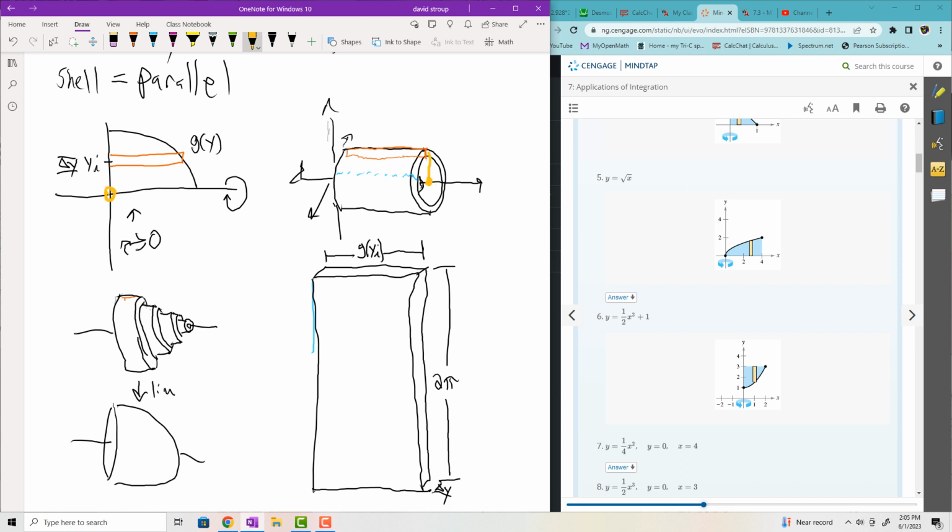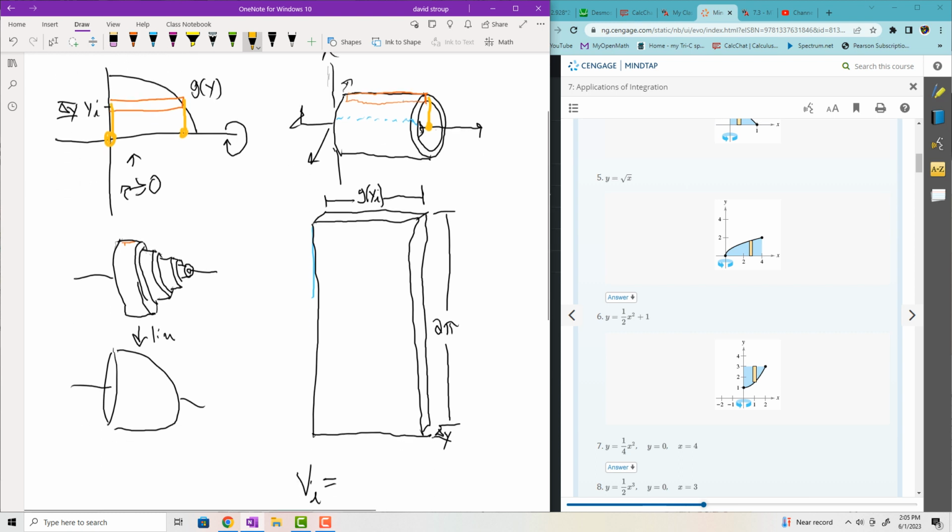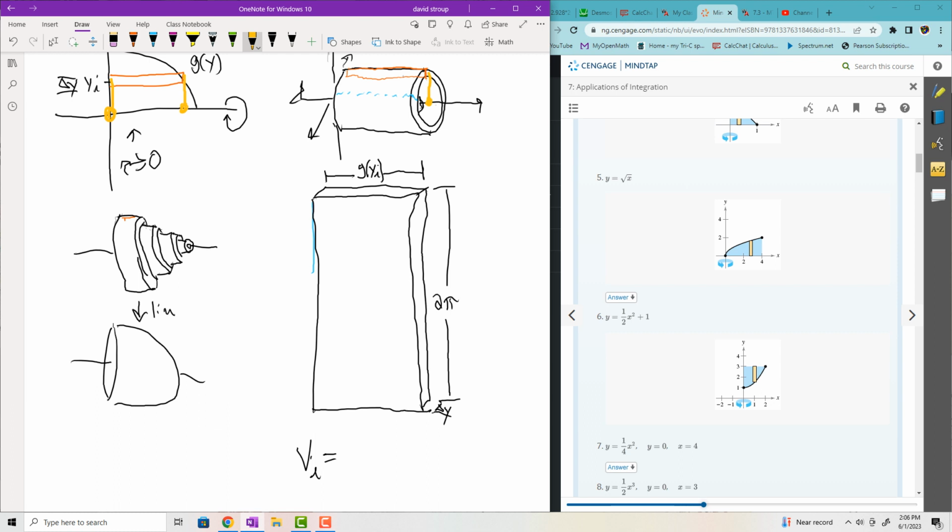And if you look at the original picture, where is that? Well, that's just given by y sub i, right? It's the position of your particular rectangle. So we'll say then it's just y sub i. Sorry, I put it in a different color. But ultimately then just multiply the three together, you get 2 pi y sub i times g of y sub i times delta y. Okay?